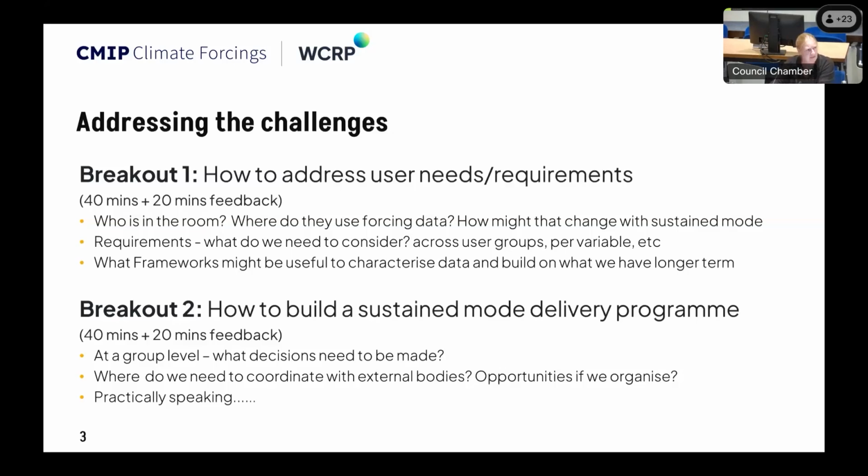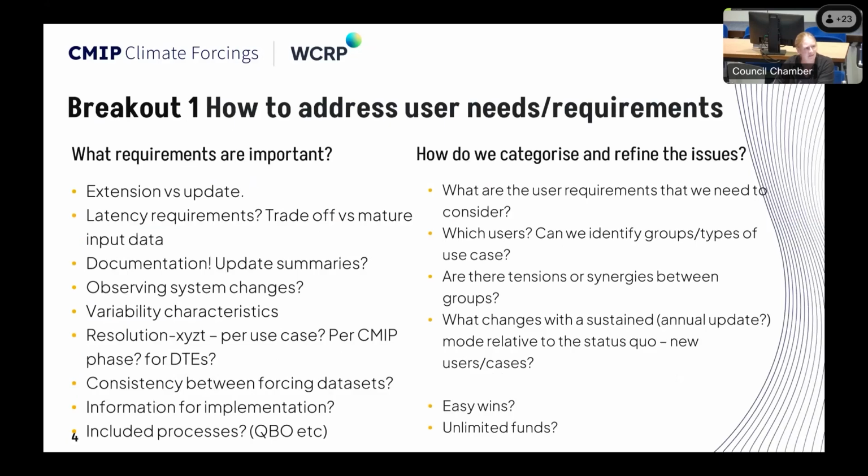So if we look at the next slide, this is a prompt sheet. I've just been keeping a list of issues as they come up. It is not an exhaustive list, but nor is it a list that I expect you to get through in 40 minutes. This is, what kind of things do we want to think about when we're talking about requirements? How do we categorize them? I think Tim's presentation earlier started to drill down into user groups and per variable wish lists and where the commonalities are and where the differences are. Where are the easy wins? And what would you do if you had unlimited funds? And I think capturing both of those would be useful.